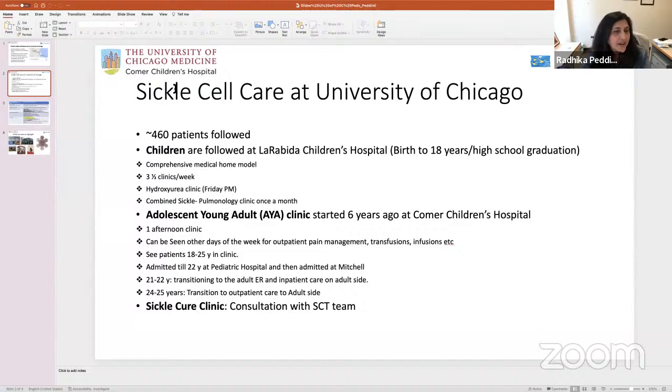Along with it, on Monday afternoons, our stem cell transplant team is also a part of our Monday clinic. So if consultations are needed with the stem cell transplant team, they happen at the same time. This is our sort of Sickle Cure clinic. So even patients that I see at La Rabida and our AYA patients can meet with our transplant team at the same time.